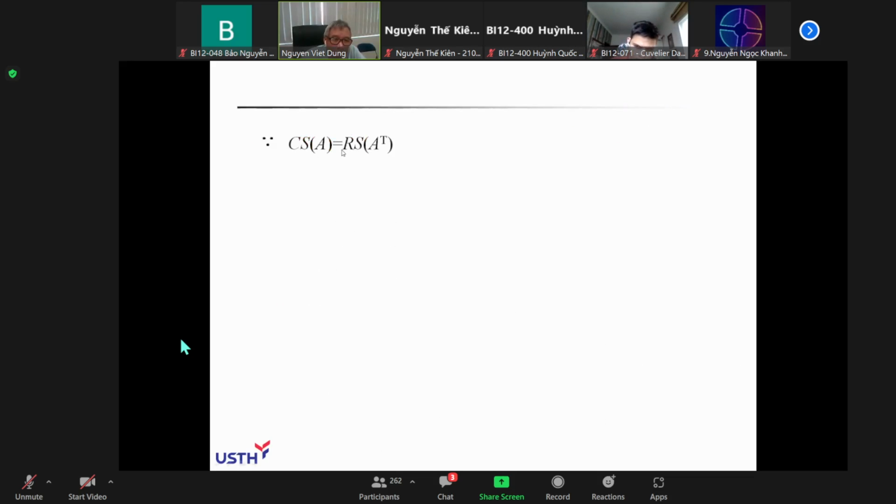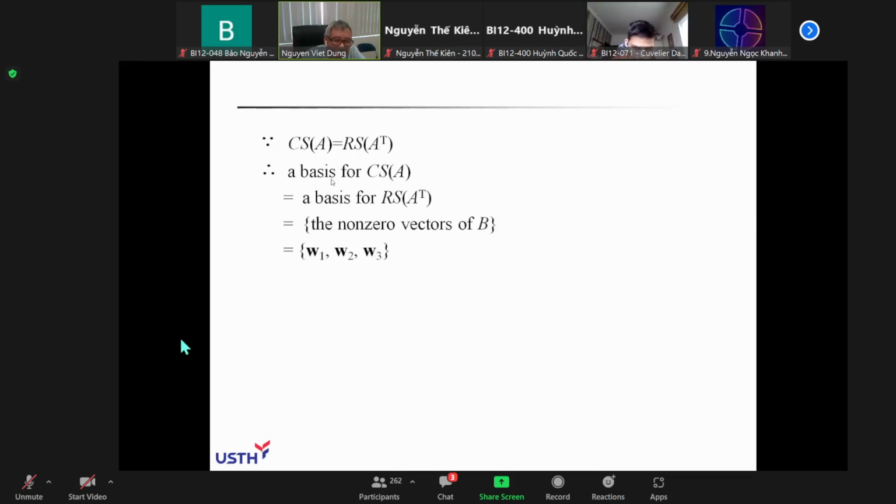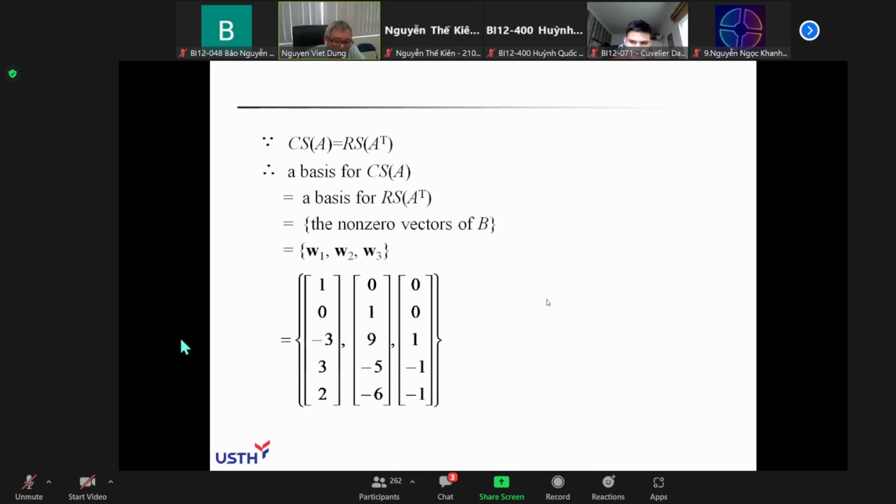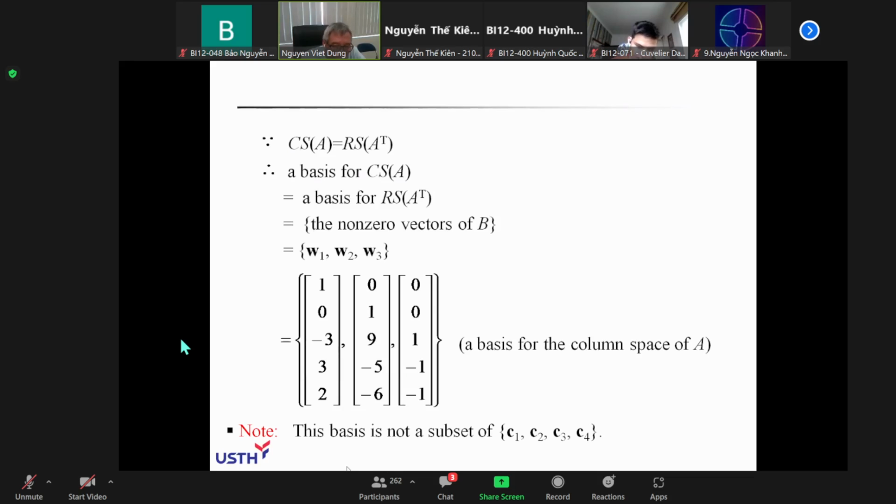Here, column space of A equals row space of A transpose. So you get that the basis for column space of A equals W1, W2 up to W3. It is here. However, you should know that this basis is not a subset of the columns C1, C2, C3, C4 of the matrix A. Matrix A has 5 columns, but that basis is not a subset here, meaning it is not the vectors we can take from here.